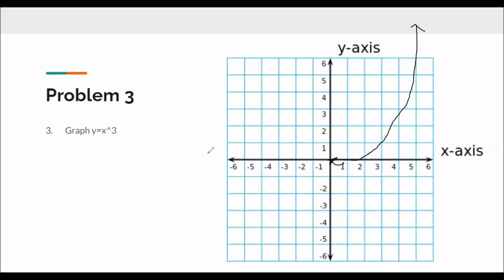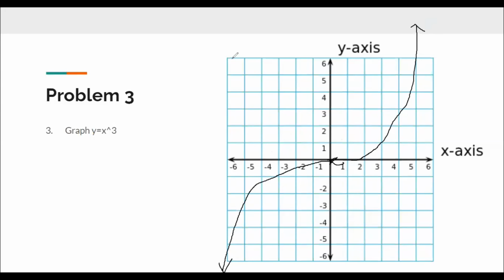And then if x is negative, then x cubed is also negative. So as you approach negative infinity, it's going to go towards negative infinity. So it's going to be like this. So that's your graph y = x cubed. As you go towards infinity, it goes towards positive infinity. And as you approach negative infinity, it goes towards negative infinity.